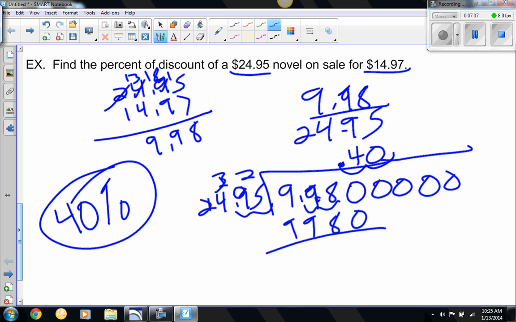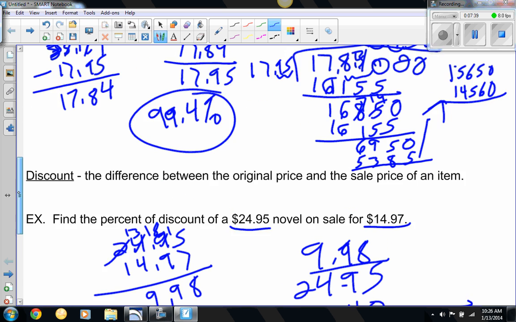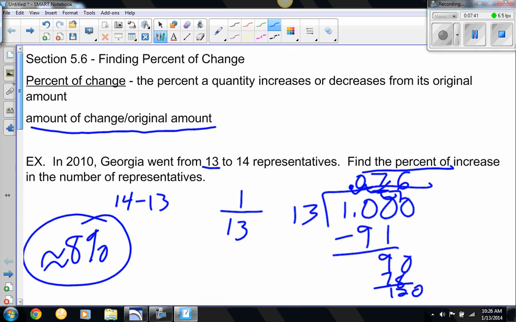So you can see that we use the same formula to do discounts, markups, and then just regular percent of change. So bring that knowledge with you.